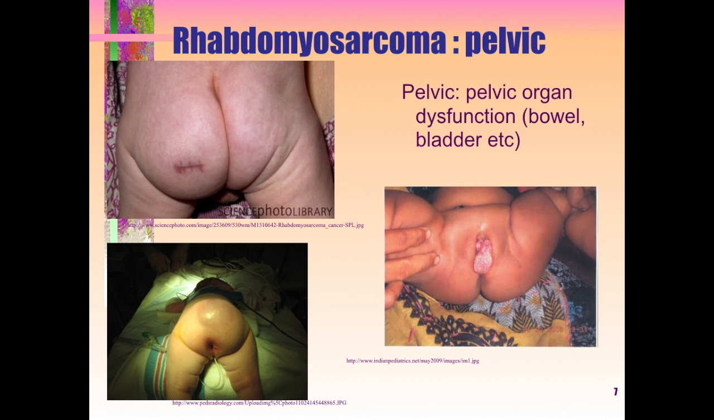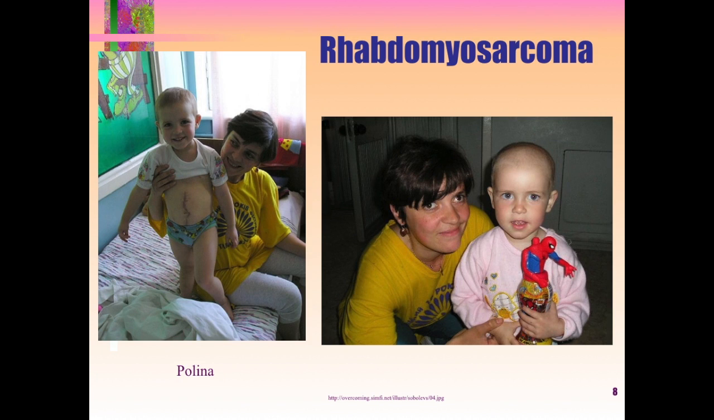Here's a picture of a rhabdo that is affecting the pelvis. So on the bottom right, you can see how this is protruding out of the vagina. And then on the bottom left, we see a big tumor that's arising out of the buttocks. And this little one had the abdominal one. And she's looking pretty darn cute.